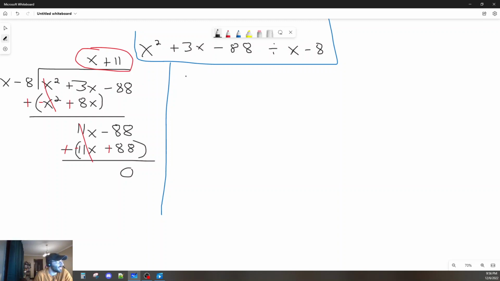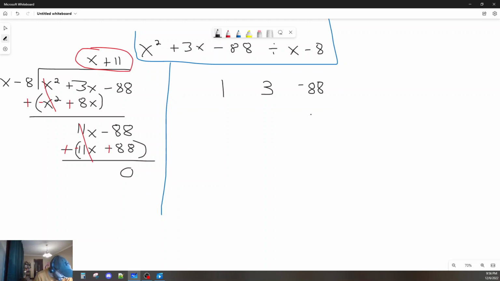Okay, the way that they're doing it, you notice your friend, in his long division, doesn't have any variables in there, because he's just taking the coefficient. Well, the coefficient is the number in front of the variable. So the coefficient of x squared is just 1. So that's where he got the 1 from. The coefficient of plus 3x is positive 3, so that's where he got the 3 from. And the coefficient of minus 88 is negative 88.